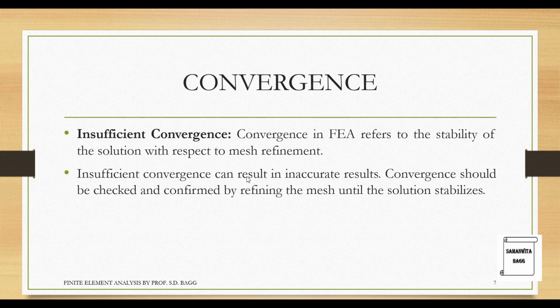Insufficient convergence can result in inaccurate results. Convergence should be checked and confirmed by refining the mesh until the solution stabilizes. In FEA, you can set the accuracy of convergence, and accordingly you can reach the answer which is obtained by the exact method.